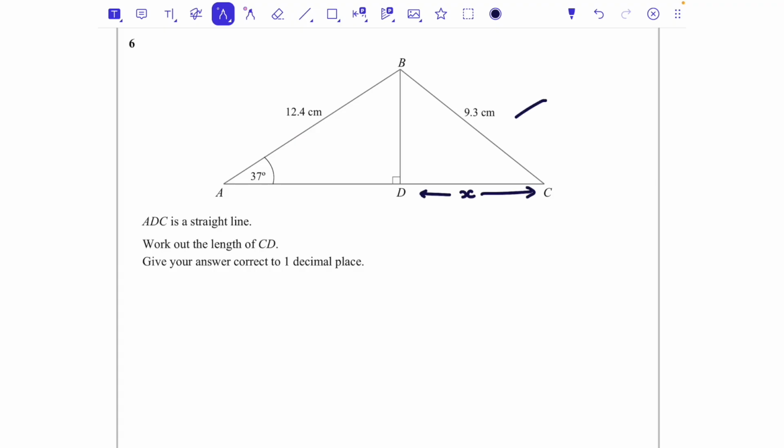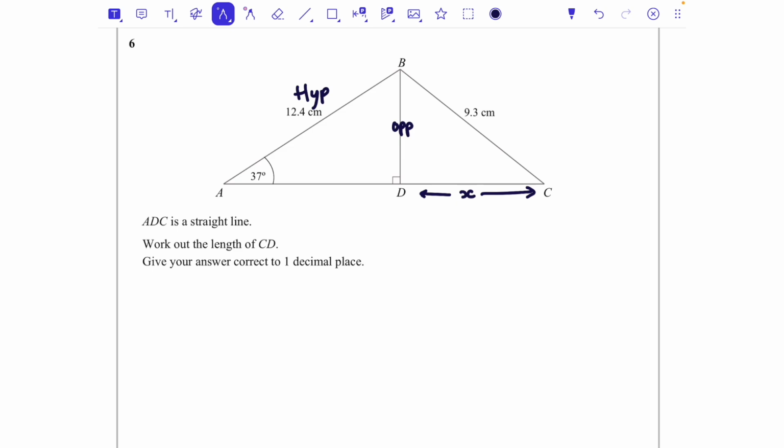Now, at the minute, I don't have enough information in this triangle to work out the value of X. So I'm going to start over here in this triangle. I've got the hypotenuse, and I want to know this side here, the opposite. The reason I want to know that side is because that side is in common to both triangles. So if I can work that out, it gives me more information in that triangle on the right.